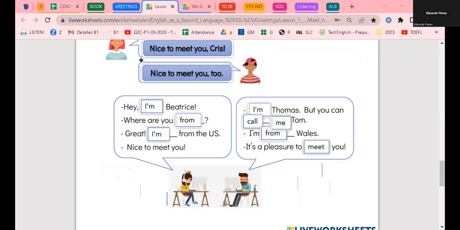Okay, so I'm going to start again, but I'm going to start from the bottom. Okay. Eduardo and Hector. Hey, I am Beatriz. Where are you from? Great. I'm from the US. Nice to meet you. I'm Thomas, but you can call me Tom. I'm from Wales. It's a pleasure to meet you.